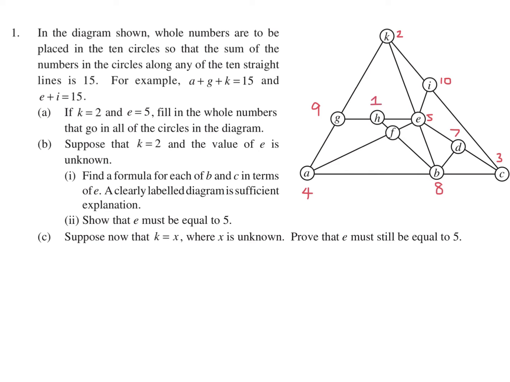And then I think there's only one left, this one. So 1 plus F plus 8 is 15, therefore F is 6. And I think that's it, right? I've labeled all the letters. Yes, I have. So that's basically what they wanted in part A.